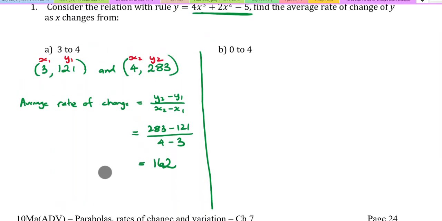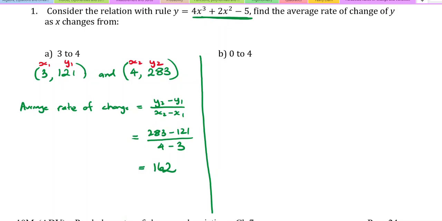Let's do the next one in the same way. So we want to find the rate of change between 0 and 4. So now we need to know when x is equal to 0 into the equation. 4 times 0 cubed plus 2 times 0 squared, that's all just 0. So it'll just be minus 5. To the point when x is equal to 4, which we already know that subbed in makes 283.